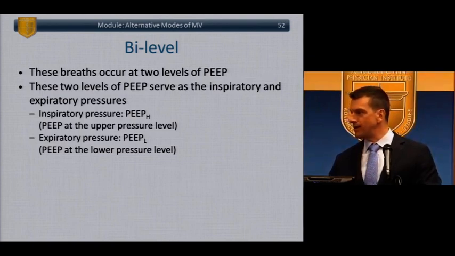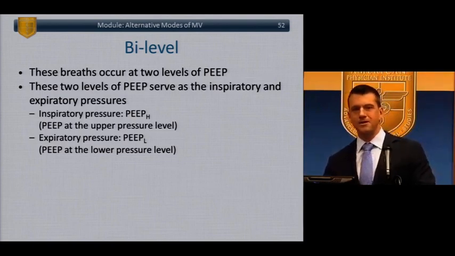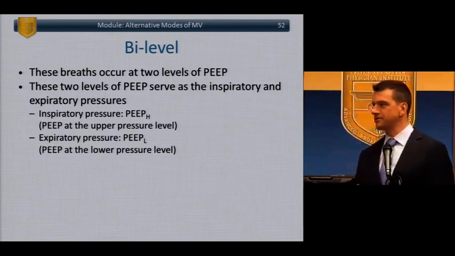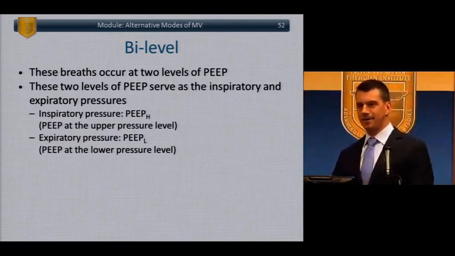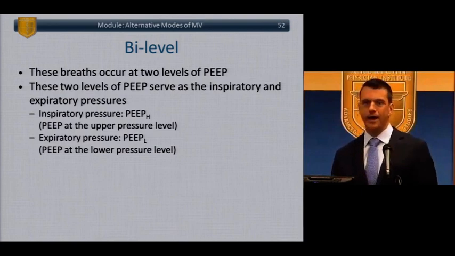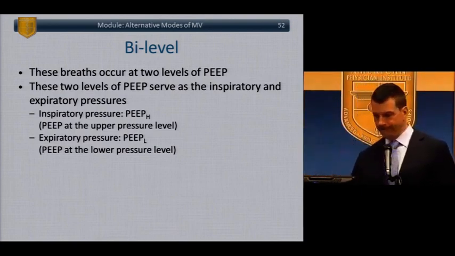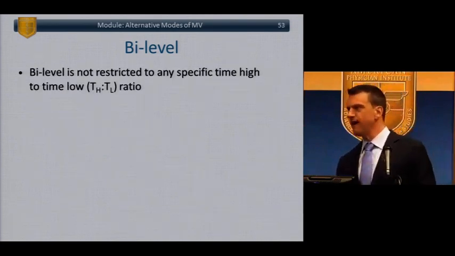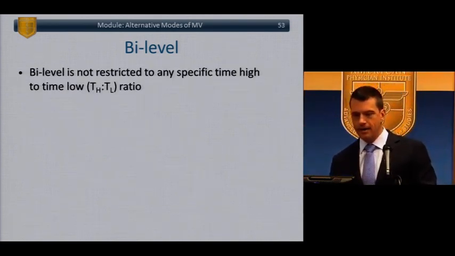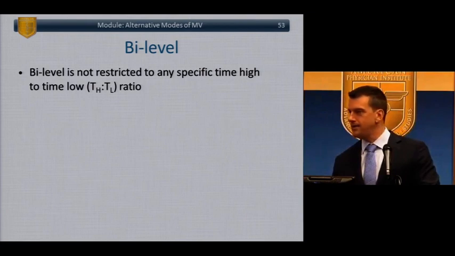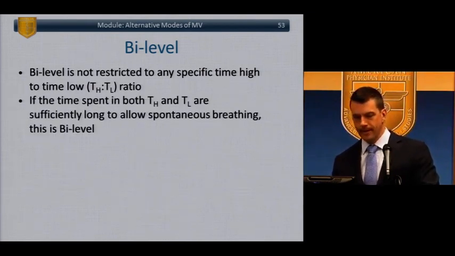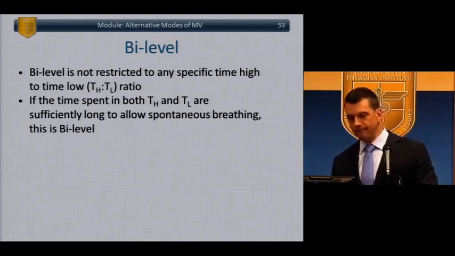Usually, when it's called straight bi-level, you set it about 50-50. So if you're breathing 15 times, your breath cycle is 4 seconds, 2 seconds at high pressure, 2 at low. That would be pretty normal. But you can breathe anywhere you want within the cycle. There's no volume settings here. There's no specific timing. It's just that you have enough time to breathe at both. If they are breathing spontaneously, it's bi-level.